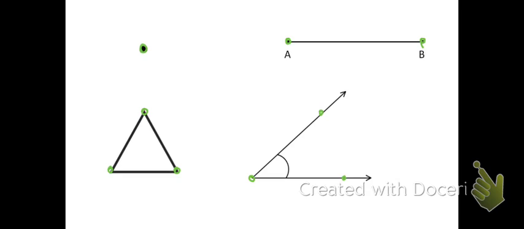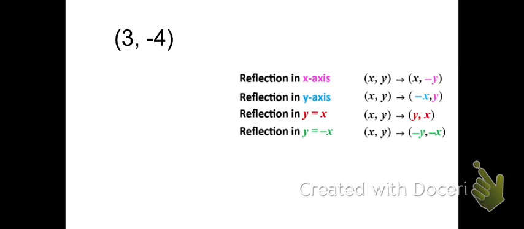So once you've identified those key points of whatever figure you are attempting to reflect, you want to write those down on your paper. And then identify where you are reflecting it: over the y-axis, the x-axis, over the line y equals x or y equals negative x, and you want to write down that rule. So here I'm going to go over how to reflect all of these ways using the same coordinate (3, -4).